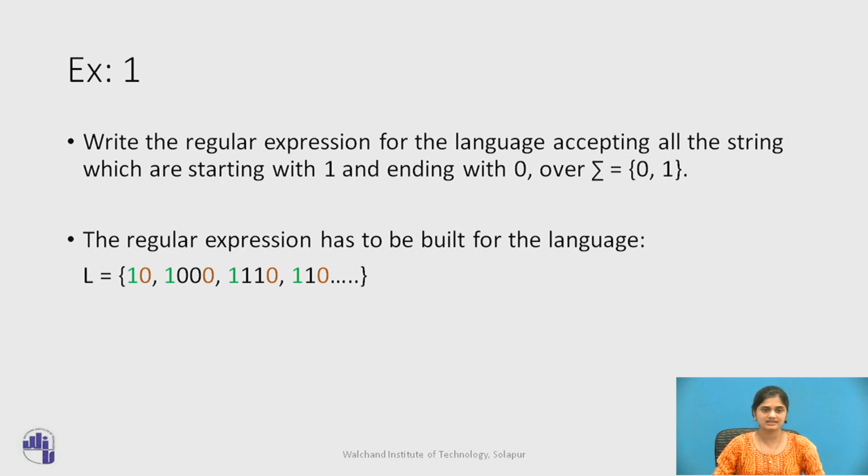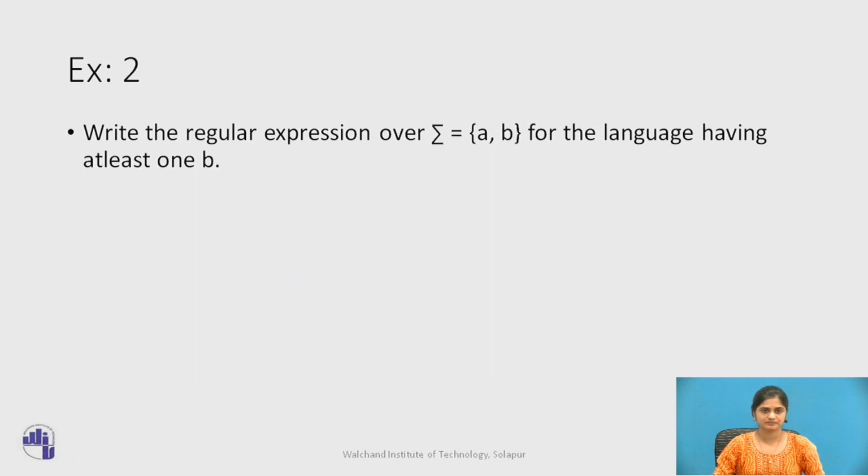So what we can understand is that the symbol 1 is constant at the beginning, 0 is constant at the end, and in the middle we can have all possible combinations of 0 and 1. So the regular expression will be 1 (0 plus 1) star 0.